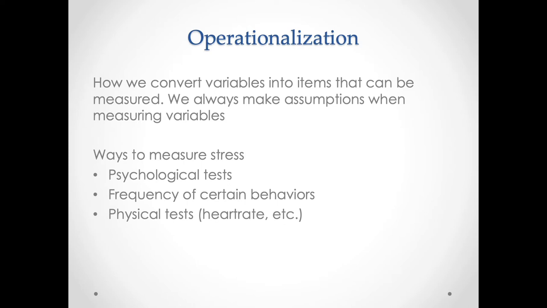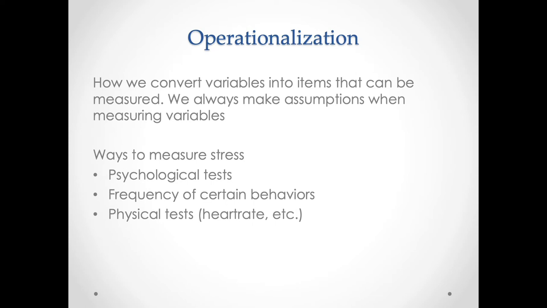I want you to think back to the early theoretical lectures, and how Marx and Weber had different definitions of class. Marx's definition of class was your position within the mode of production. Do you tell people what to do, or are you told what to do? The mode of production is how things are produced, and your class position is determined by whether you have control over other people's labor, or other people control your labor. That's one way to think about class.